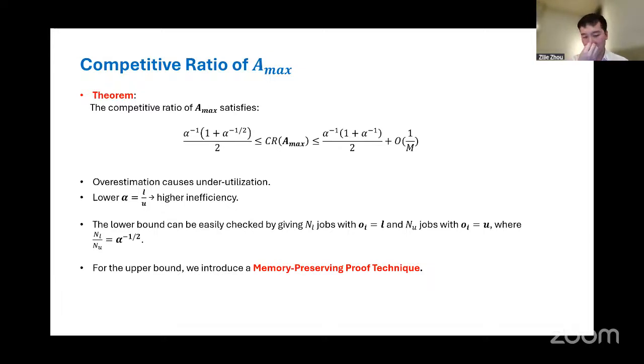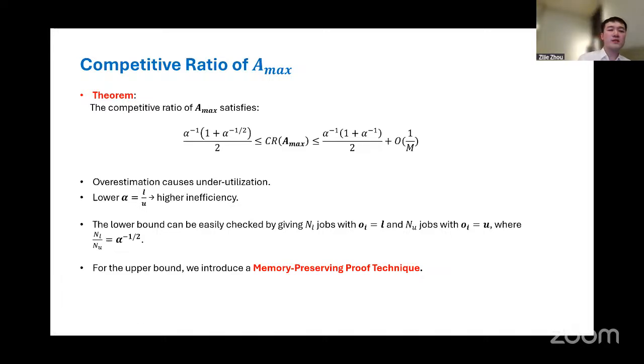We need something called a memory preserving proof technique. This came from an undergrad student, and I think it's a very smart idea. I will skip the proof, and if you are interested, you can check our paper. But finally, we find its competitive ratio is bounded, roughly speaking, with alpha, which is L divided by U, between negative 1.5 power and negative 2 power. So it is bounded in this interval.